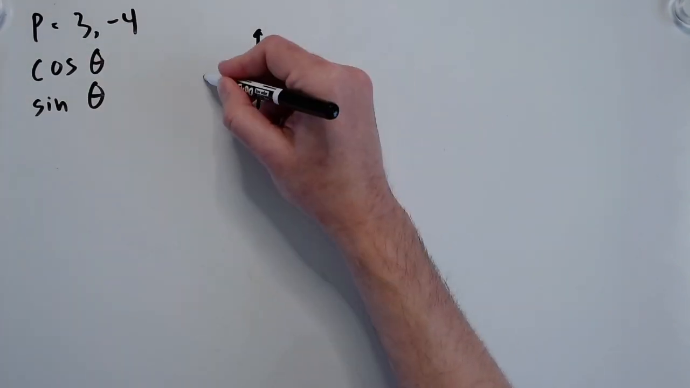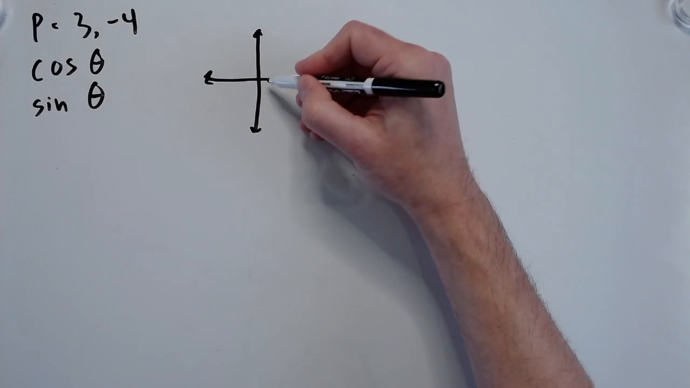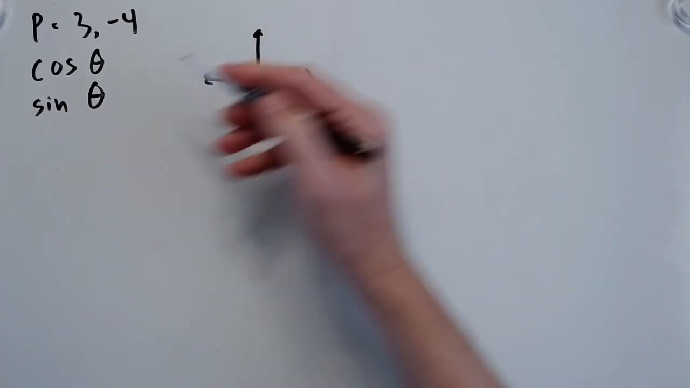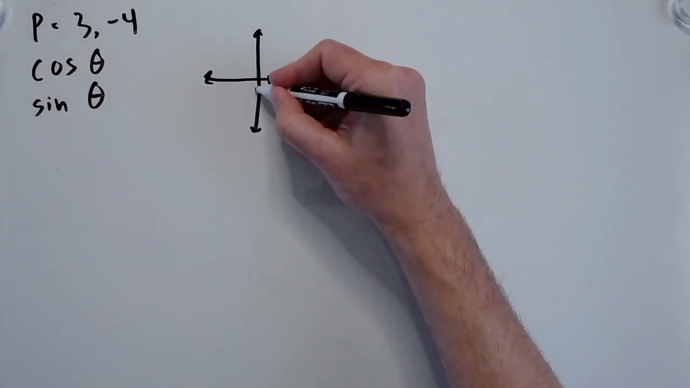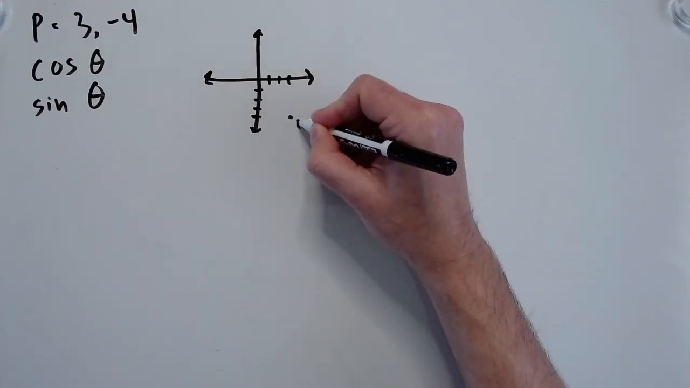So we have little arrows. We know we have our x and y axes. So x is 3, so we need to go over 1, 2, 3. And y is negative 4. We're going to go down 4 because y is negative. So P is over here.